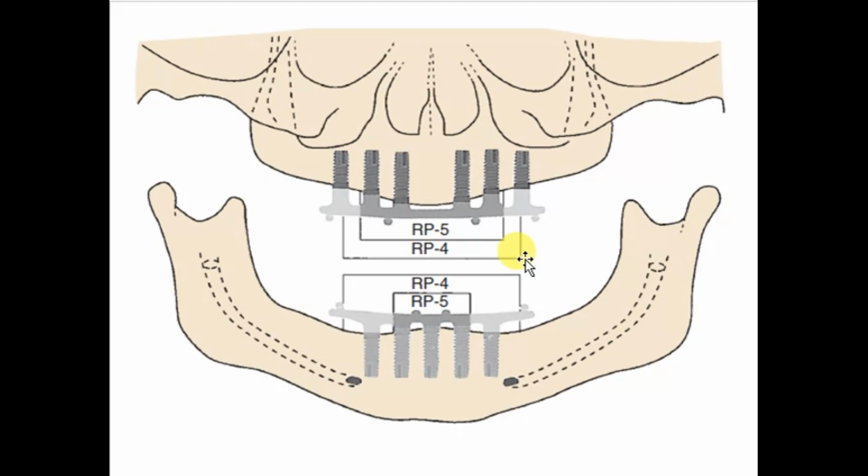An RP5 restoration has primarily anterior implant support and posterior soft tissue support in the maxilla or mandible. Often fewer implants are required and bone grafting is less indicated.